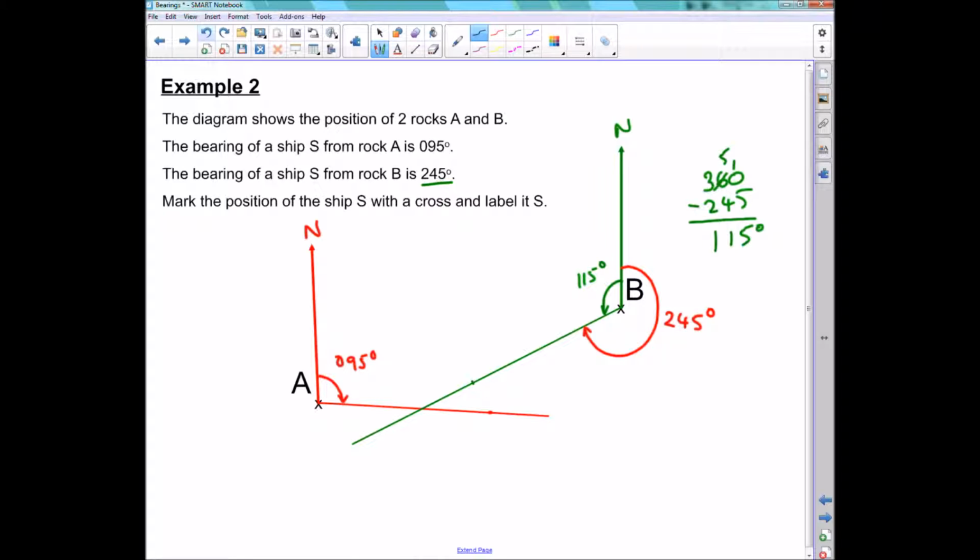So after drawing those two lines on, you can see that we were successful. These two lines cross at this point, so I'm just going to mark it with a cross. Okay, and this is where the ship is. So my question says to mark it with a cross, label it S, so that's what I'm going to do.